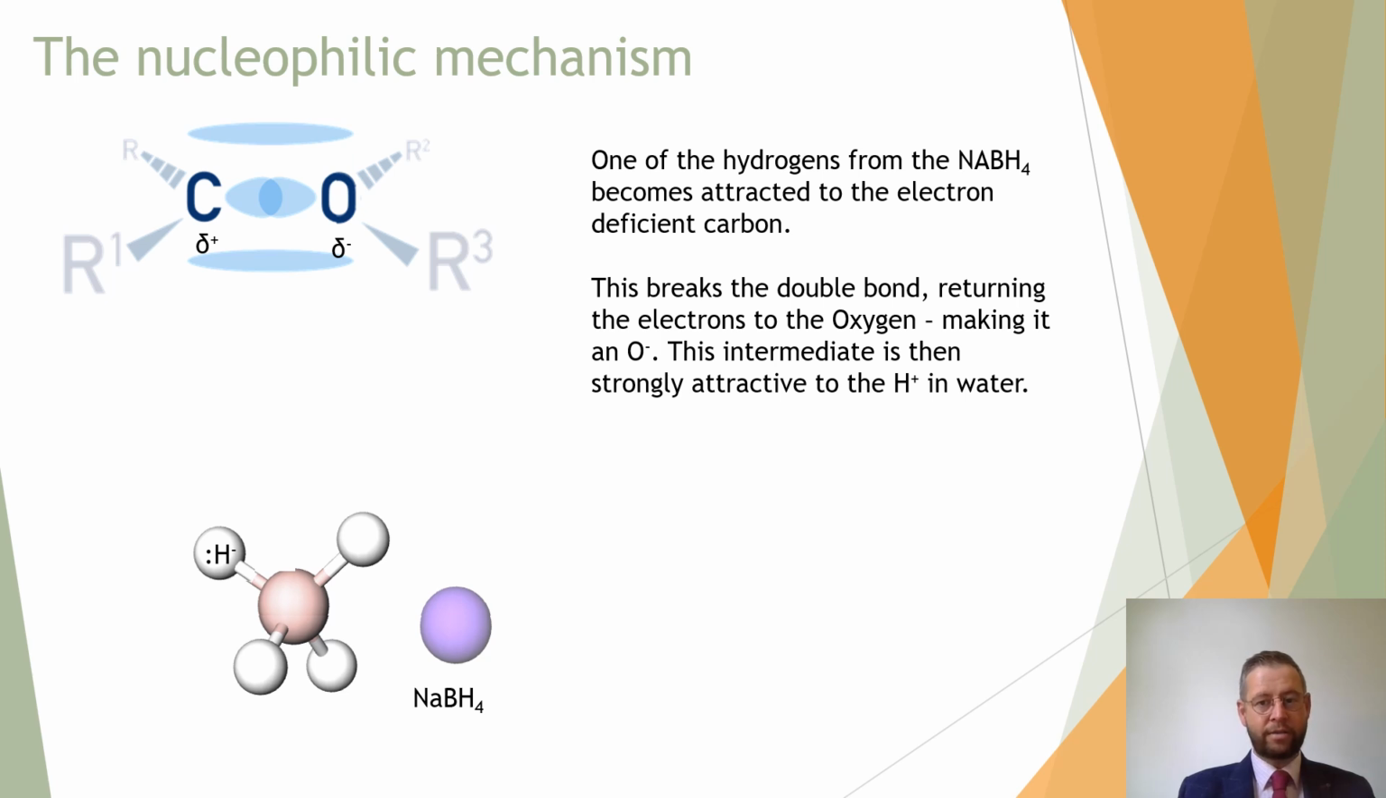So let's take a look at how it works. One of the hydrogens becomes attracted to the electron deficient carbon. So what we can see, it comes in, and then what happens is the electrons in that double bond break and get returned to the oxygen, making it O-. So it goes for the positive charge of the carbon, breaks the electrons in the double bond and removes them over to the oxygen, and it creates an intermediate step which is strongly attractive to other molecules like the H+ in water.